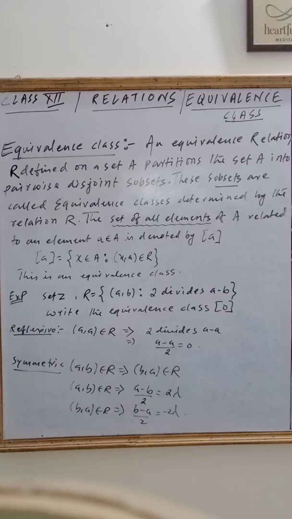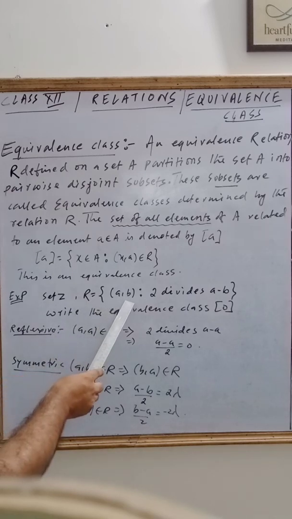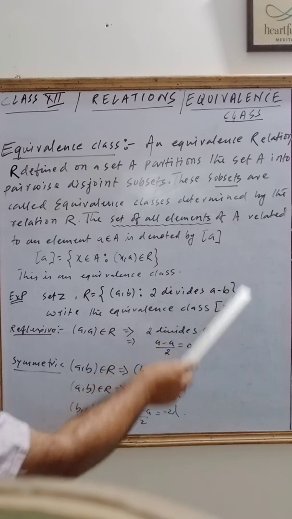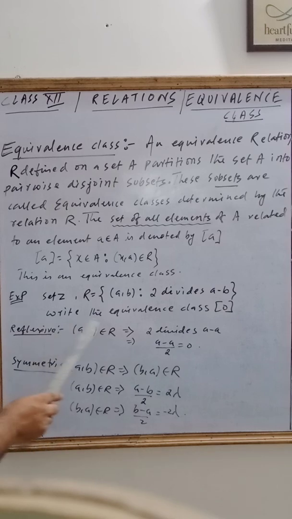Now let us understand this definition through an example. The example is: let the set be Z. How is the relation defined? R is equal to the set of ordered pairs (a, b) such that 2 divides a minus b. Write the equivalence class of 0.